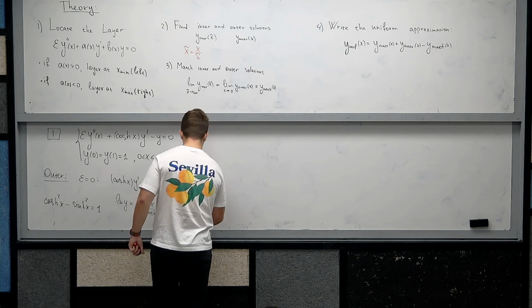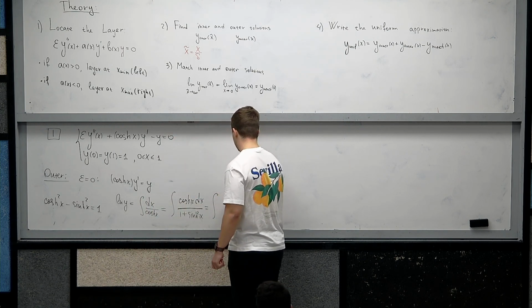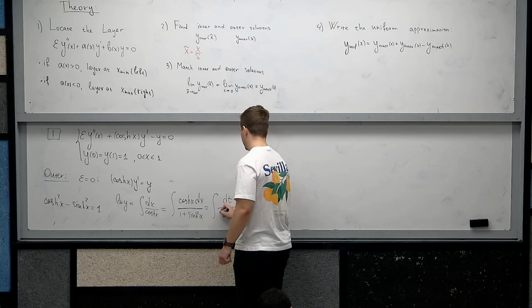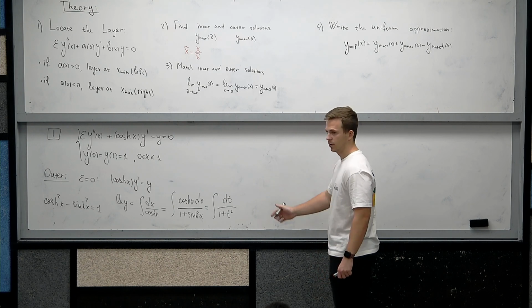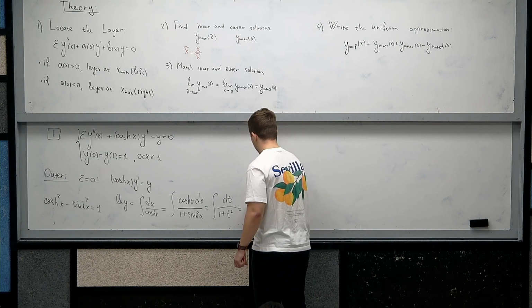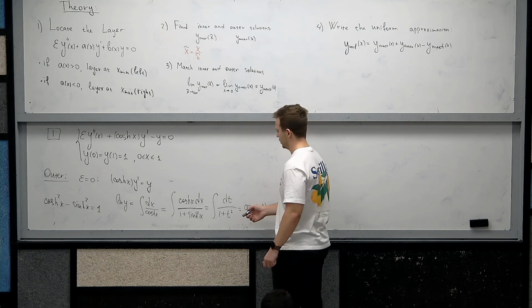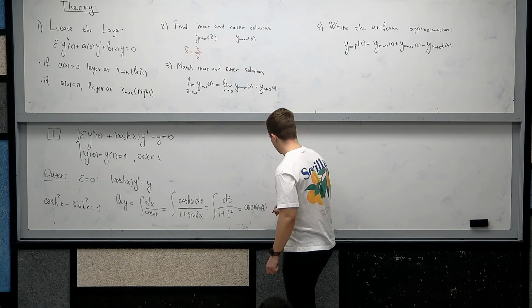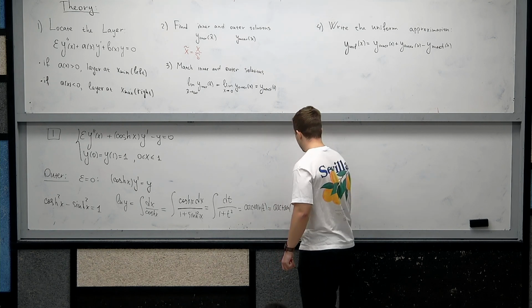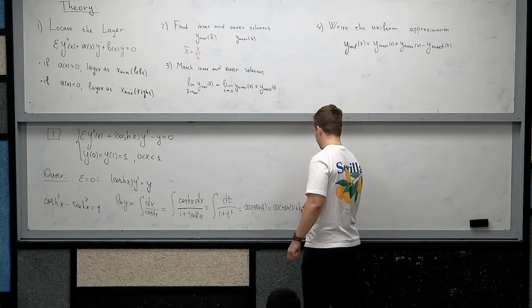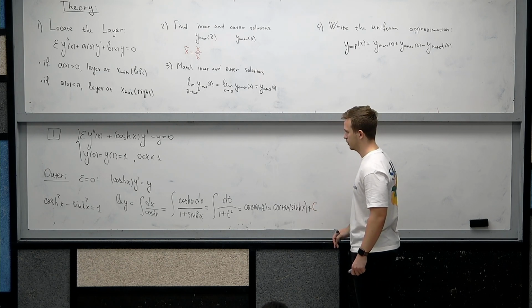Then I change my variables and write it as dt over 1 plus t squared, right? And this is a known integral. Yes, it's arctan of t, and t was hyperbolic sine. So it's arctan of hyperbolic sine of x plus some constant of integration.